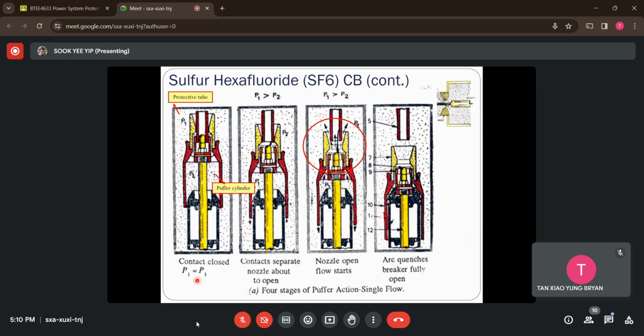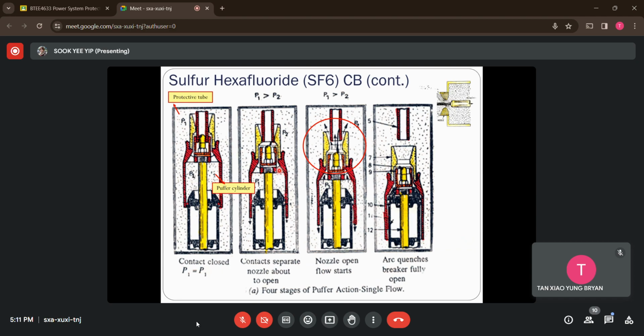The first one is under normal conditions with no faults at all. You'll notice that this is the protective tube, and this is the puffer cylinder. If you measure the pressure where the FSX gas is inside, under normal conditions the pressure at the protective tube as well as the puffer cylinder are equivalent to each other. Whenever there's no pressure difference, there will be no movement of the gas.